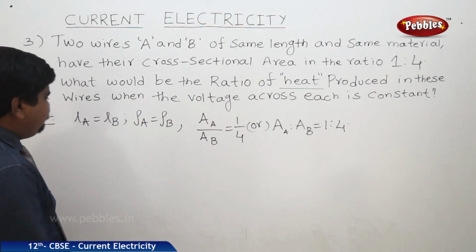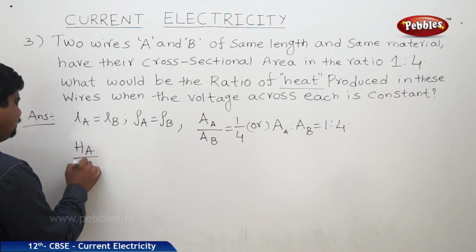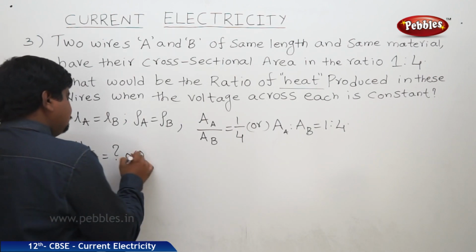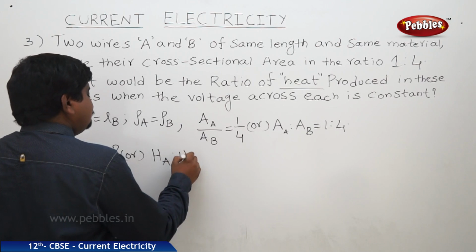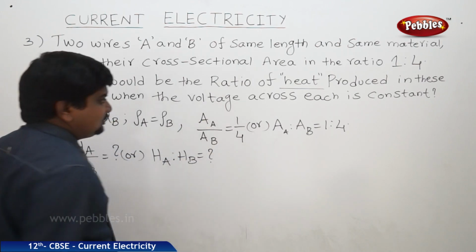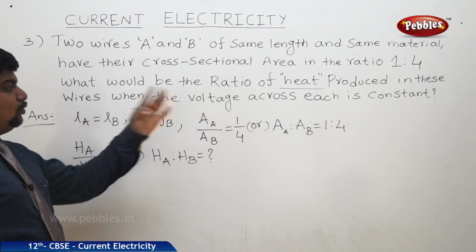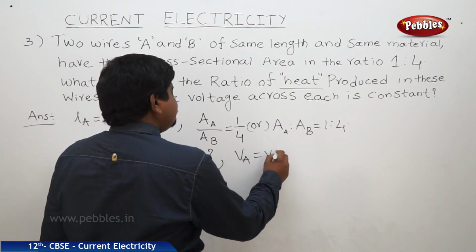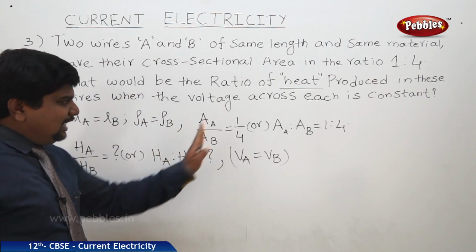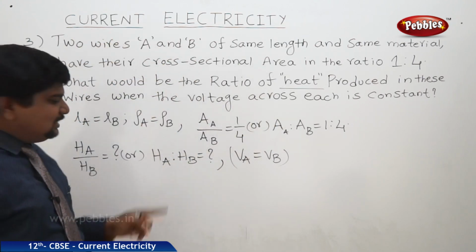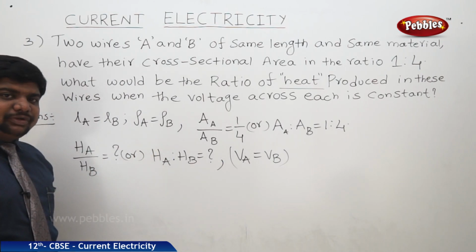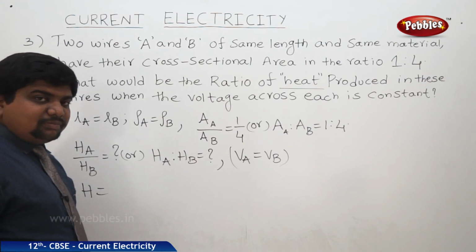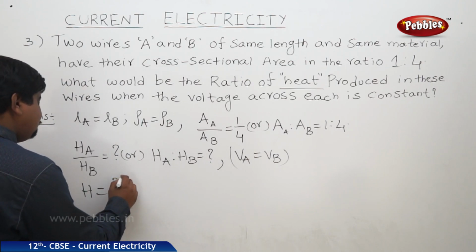What would be the ratio of heat produced? Means what we should find out, HA by HB is equal to how much? Or HA is to HB is equal to how much? This is the thing we should find out, when the voltage across each is constant, so voltage is also constant. All are same except cross-sectional area of the conductors. In this state, what will be the ratio of heat energies produced in the conductor? We should find out. What is the expression for the heat energies produced by the conductor? Nothing but I square R.